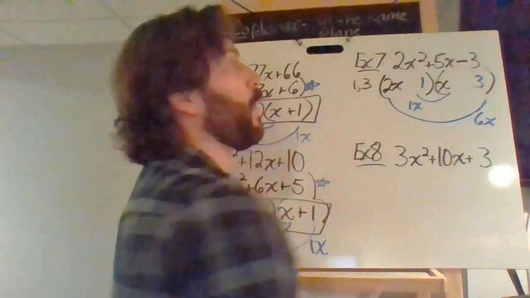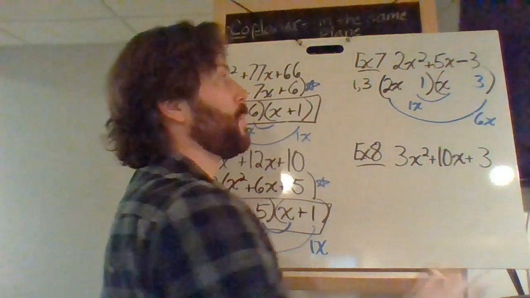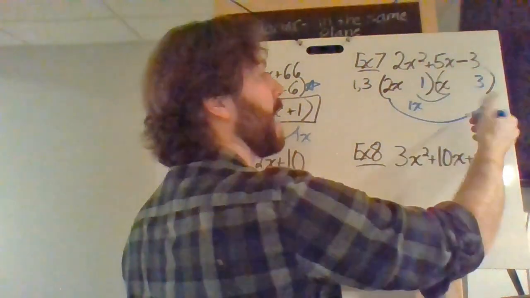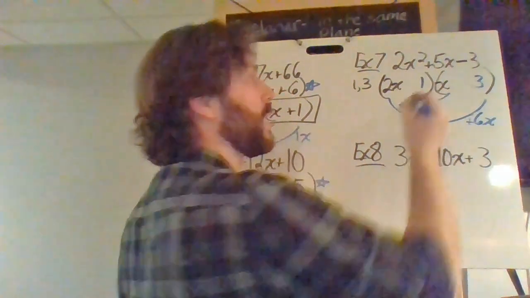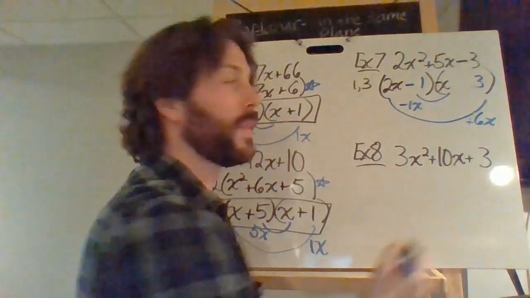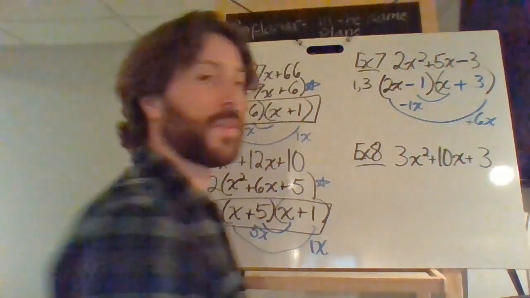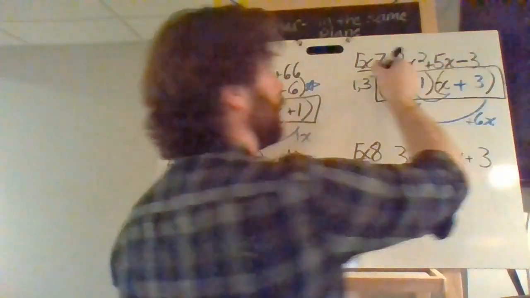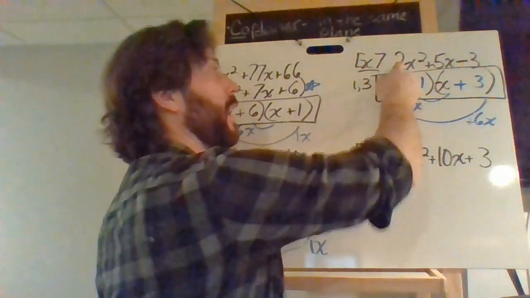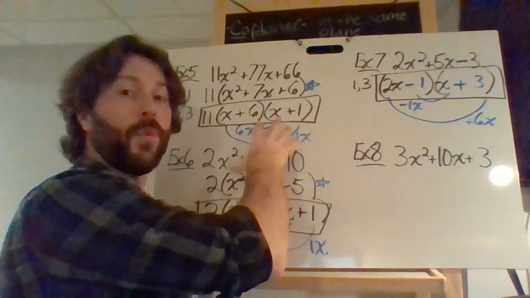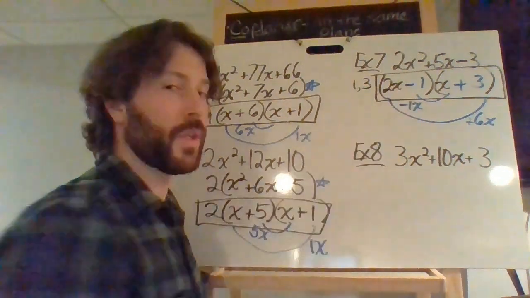Now, the larger outer or inner gets the same sign as bx. So since 6x is bigger than 1x, it's going to have the plus, and 1x is going to have the minus. So we'll have 2x minus 1 and x plus 3. And there we go. This one's factored. So putting a number in front of that x squared doesn't really change anything. We bring out a GCF if we can. If we can't, we just work with it.